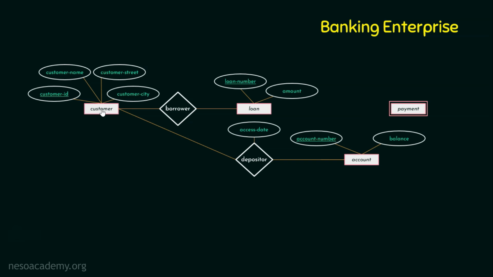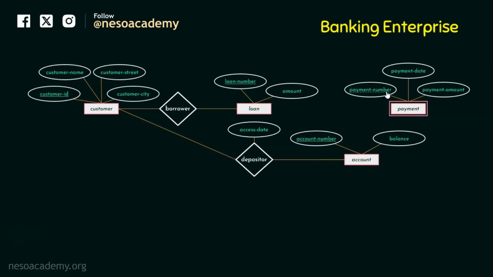Because not all customers would have taken a loan. Whoever have taken a loan, those customers only will be engaged in the payment. So this payment entity is truly depending on the existence of loan. And that is why this payment entity is a weak entity. This weak entity payment has attributes such as payment number, payment date, and payment amount.